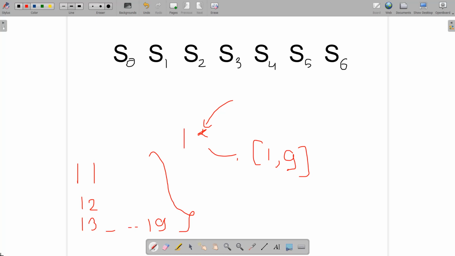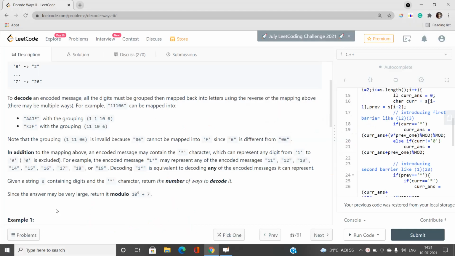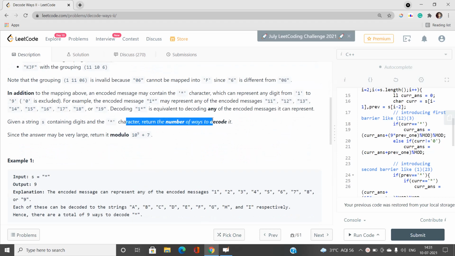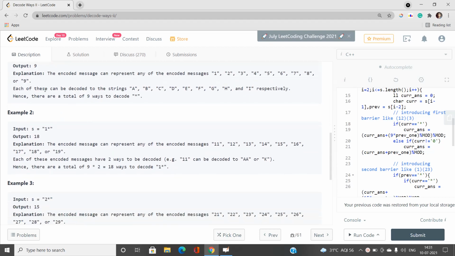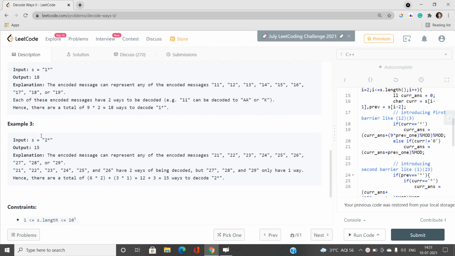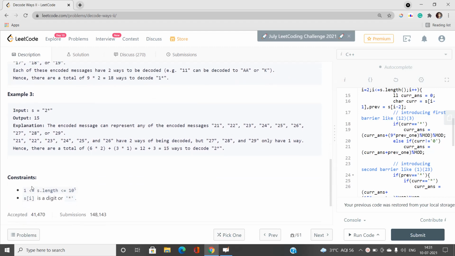So the problem statement becomes slightly complex when a star character is introduced. This is actually an asterisk. Yes, the asterisk is introduced right now. We need to find the total number of ways to decode it, and the answer can be large, so we need to return it modulo 10 power 9 plus 7. I'm also going to discuss all these examples in detail. Let's also look at the constraint: the string's length is up to 10 power 5.